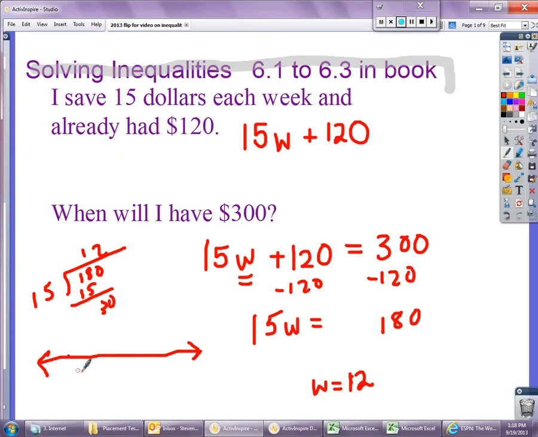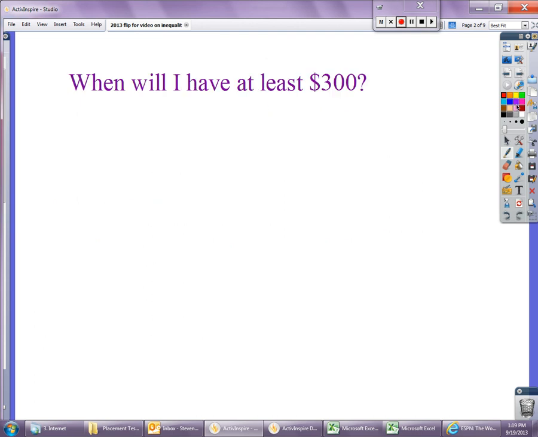So I can graph that on a number line if I wanted to. Here's the 12 because there's only one answer. So I'm going to put a darkened in circle right on the 12, because that signifies that this is the only answer that would work for us to make $300. Well, inequality is very similar to an equation, except instead of wanting exactly $300, you might want more than 300.